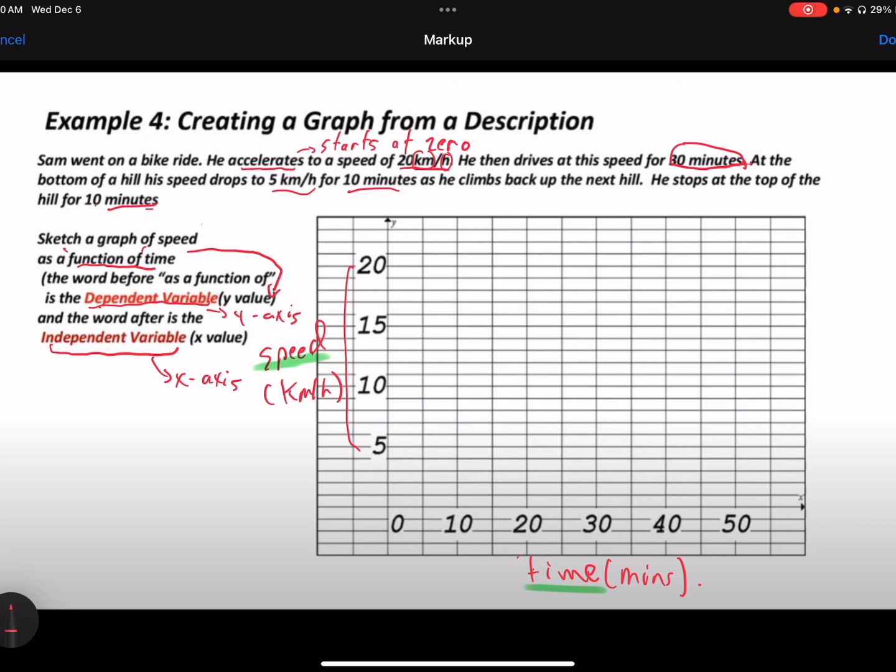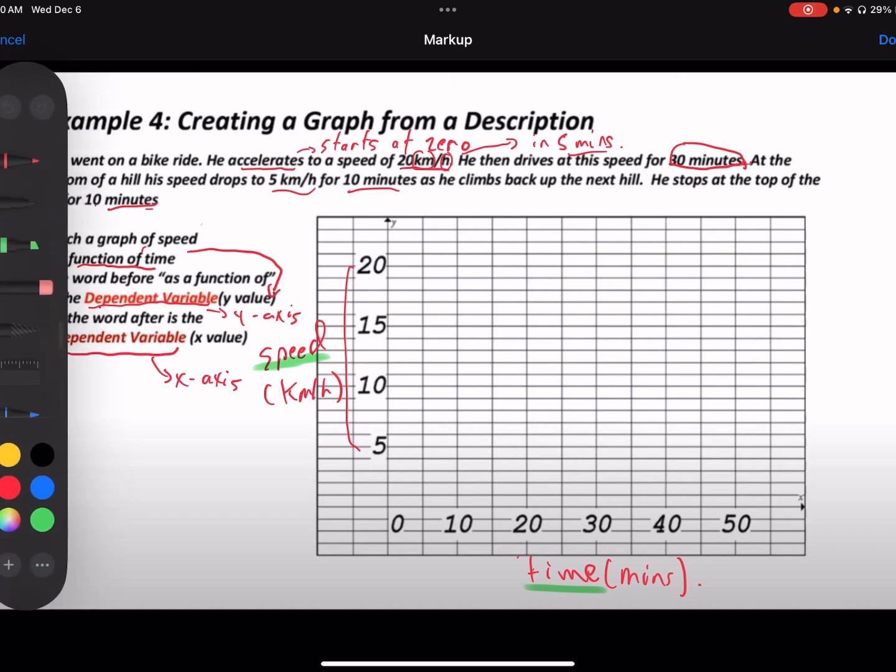Now, one part I don't like about this question is that it says he accelerates to a speed of 20 kilometers per hour, but it doesn't actually tell you when. You don't go from 0 all the way to 20 in no span of time. So we're going to say in 5 minutes. Actually, that won't take that long, so let's make that a bit shorter. Let's just say in 1 minute. I would say this question is a little bit incomplete because it should take about 1 minute.